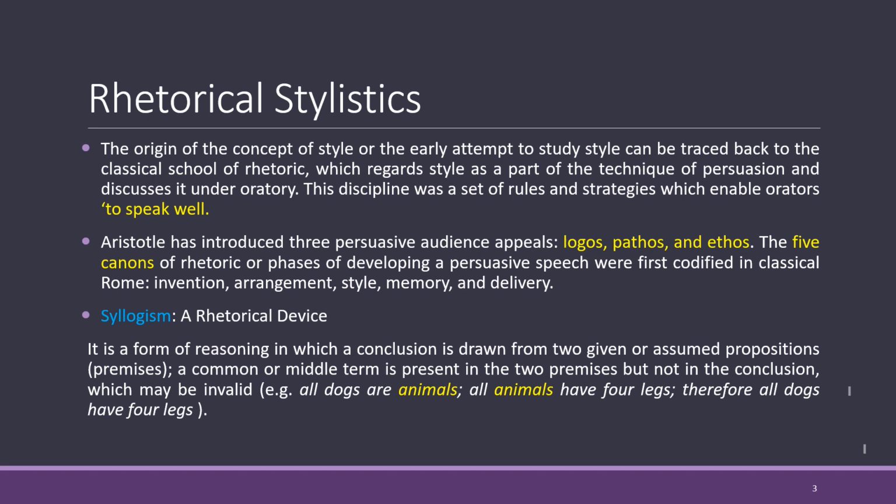For instance, all dogs are animals. This is our premise number one. All animals have four legs. Premise number two. Therefore, all dogs have four legs. This is the concluding premise.